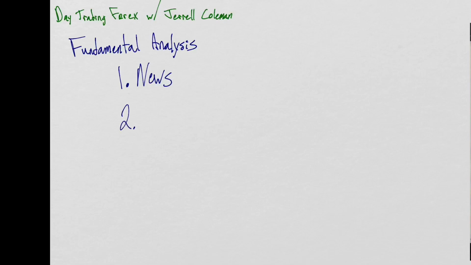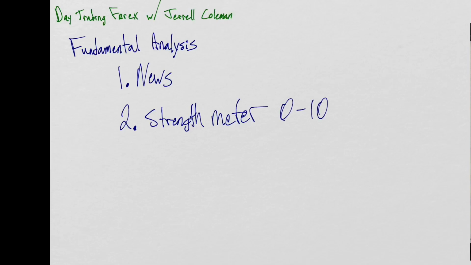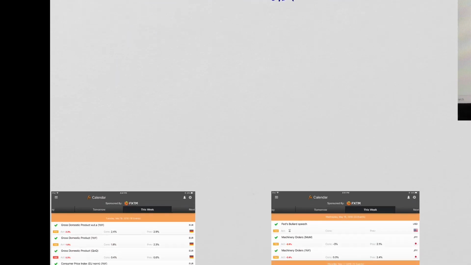But the second way I do fundamental analysis is by using a strength meter, which will basically give me a number from 0 to 10, 10 being the strongest, and 0 being the weakest, to tell me what the strength of the currency is. So let's start with the news.